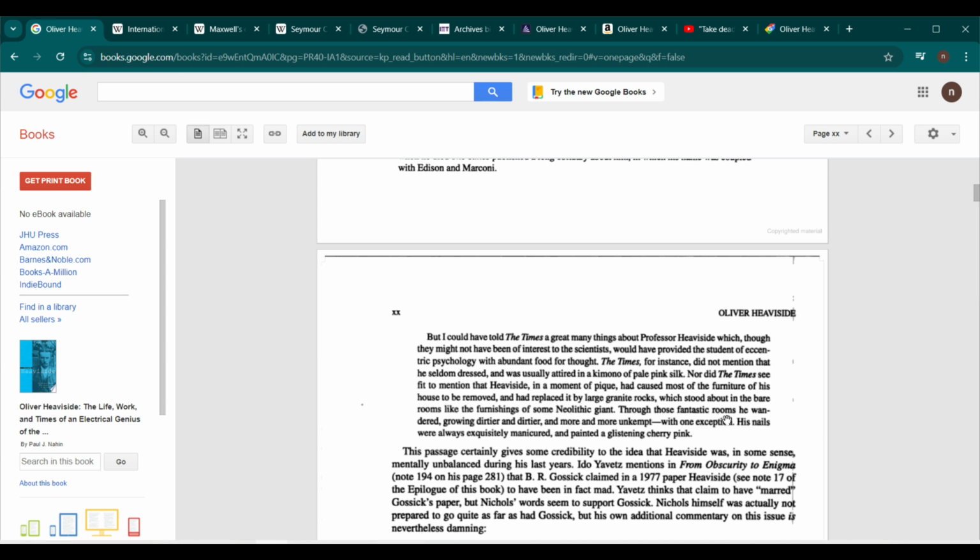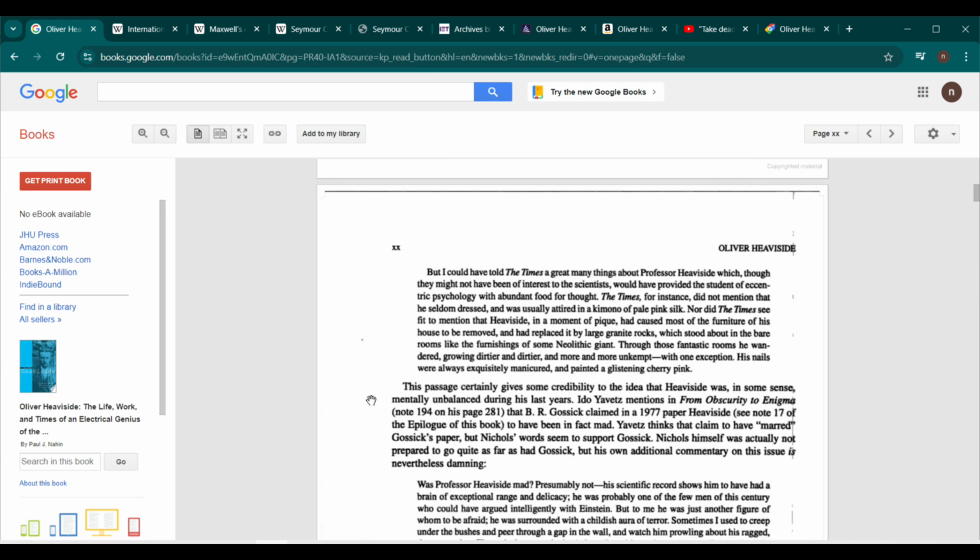Through those fantastic rooms he wandered, growing dirtier and dirtier, more and more unkempt, with one exception. His nails were always exquisitely manicured and painted a glistening cherry pink.